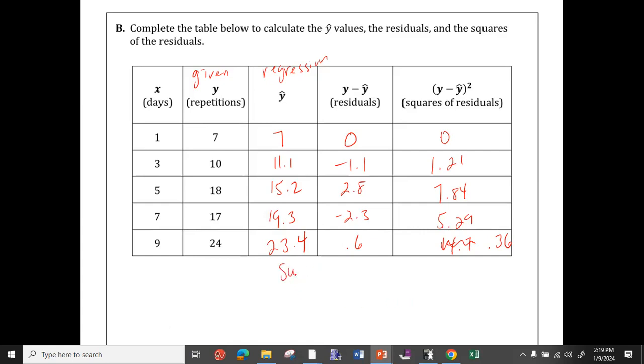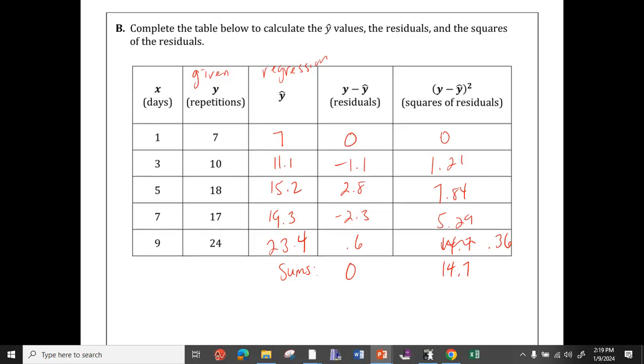So when you find the sums of these, the sum here, 5.29. So your sums for your residuals, you get roughly 0. And here you get 14.7. So what this tells us is that the calculator did all the squares of the residuals, and this was the smallest area sum it can come up with. And therefore, this is why this is our line of best fit.